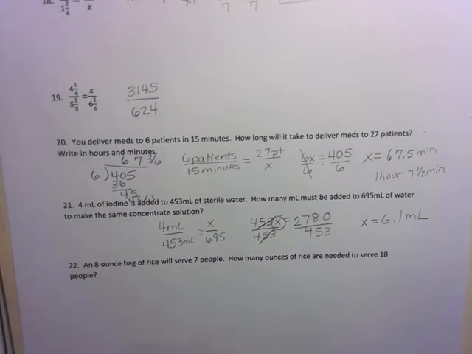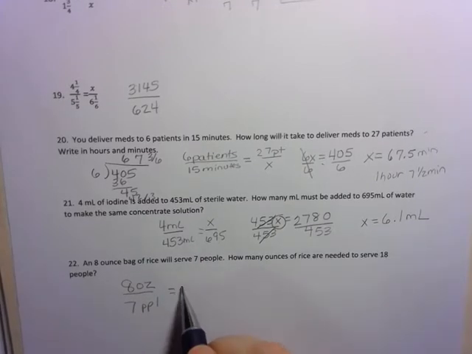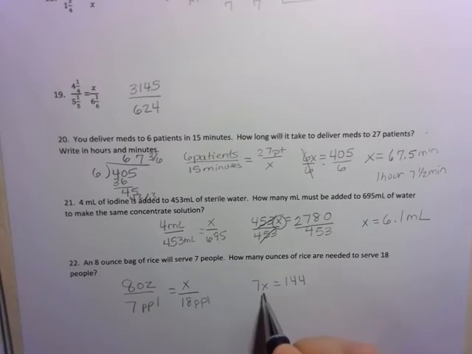here I'm going to set up a ratio. An 8-ounce bag of rice will serve 7 people. How many ounces are needed to serve 18 people? My cross products, 7x, 8 times 18 gives me 144. Divide both sides by 7.